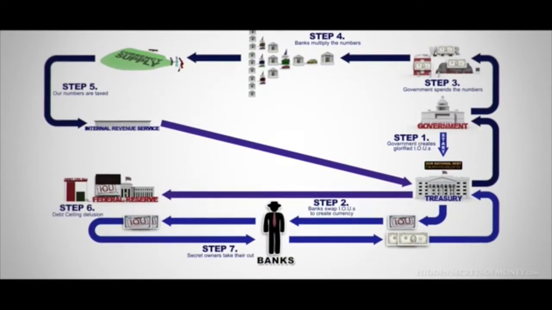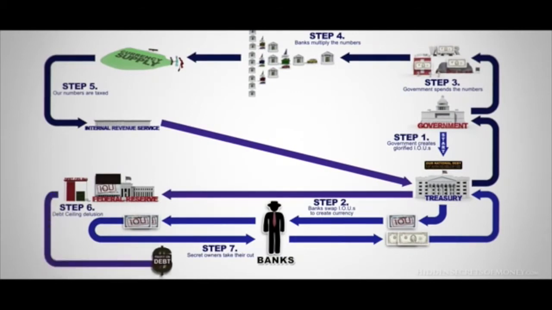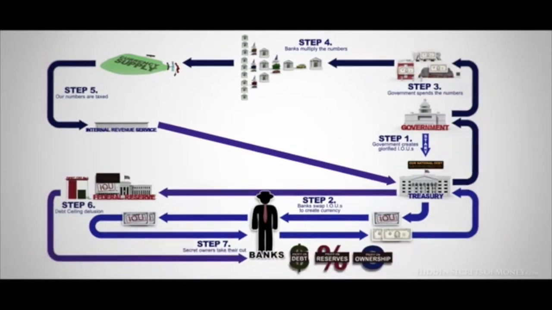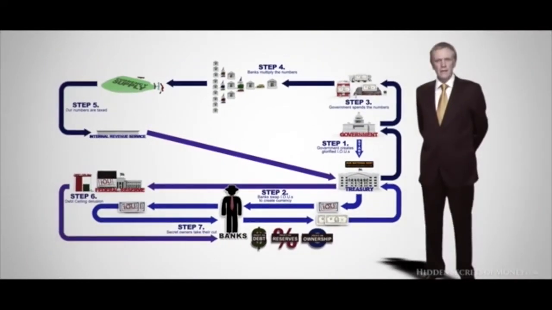And finally, step 7, the secret owners take their cut. The world's largest banks own the Federal Reserve. Those banks make a profit selling our national debt to the Fed. They make a profit when the Fed pays them interest on the reserves held at the Fed, and the Fed pays them a 6% dividend on their ownership of the Fed. This system is fundamentally evil.